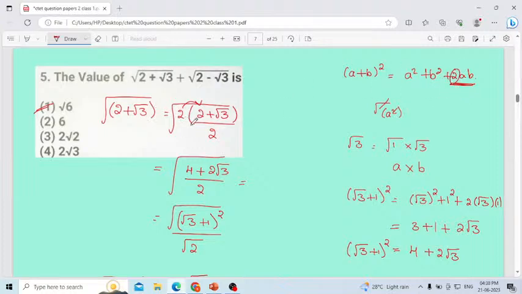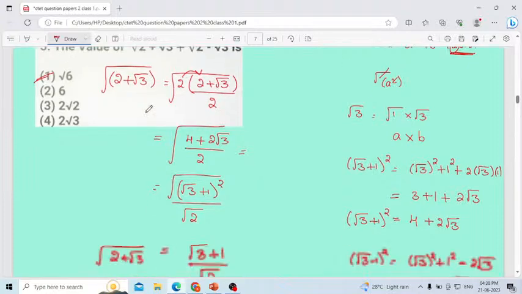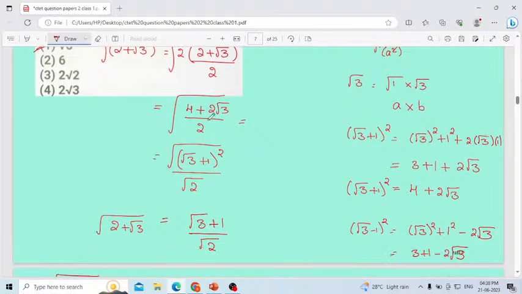You got ab, but I need 2ab also, it is there in the formula. Then multiply and divide with the number 2 because you don't want to change this value. Once you multiply, 2 2s are 4 plus 2 1s are 2 root 3, divided by 2. Then split the square root. Then this 4 plus 2 root 3 you can write in the form of (root 3 plus 1) whole square.